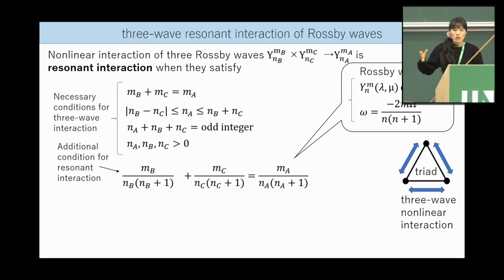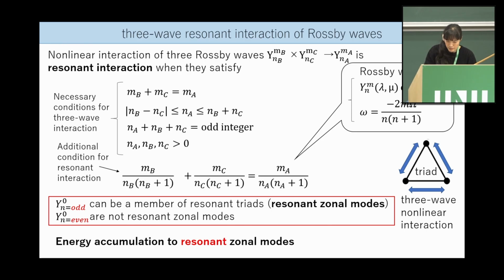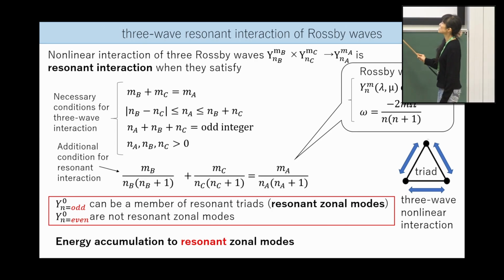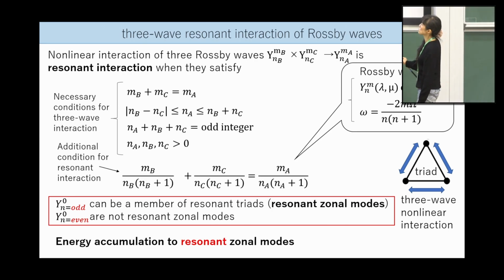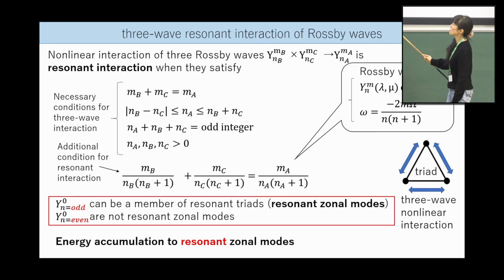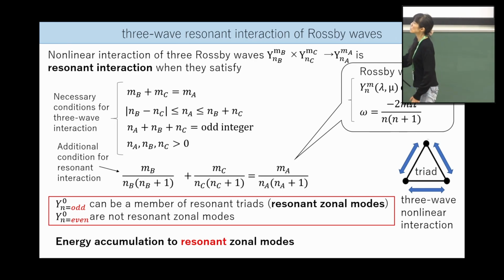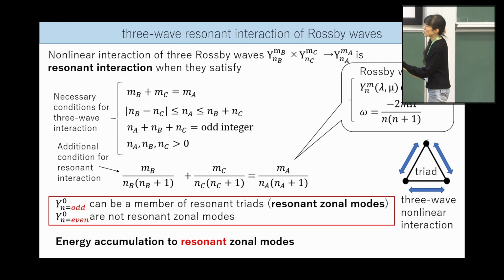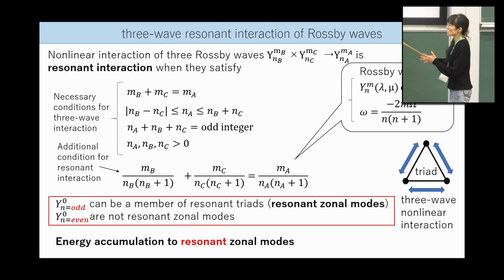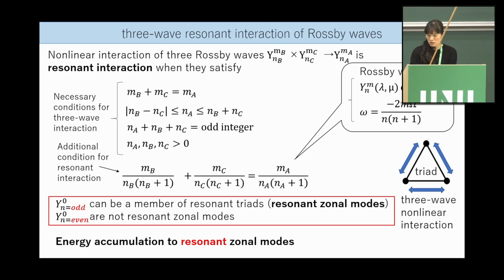And by doing that to zonal Rossby modes, we can notice that zonal Rossby modes having n equal to an odd integer can be a member of a resonant triad. So they are the resonant zonal modes. But zonal Rossby modes having n equal to an even integer cannot be a member of resonant triads. So they are not the resonant zonal modes. So the energy is accumulated to resonant zonal modes in our numerical simulation.